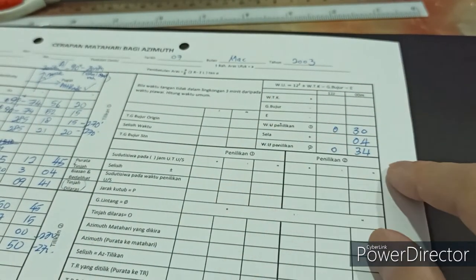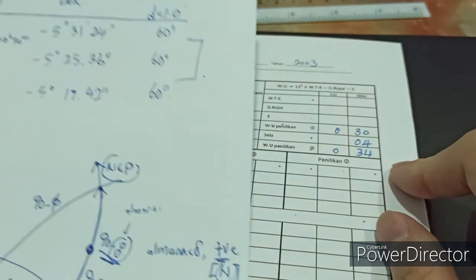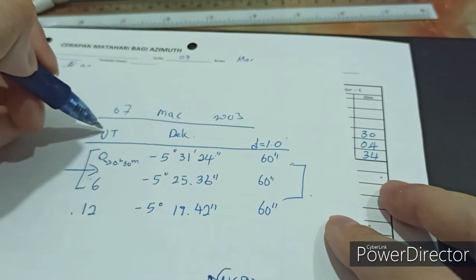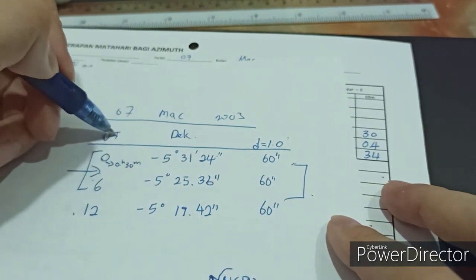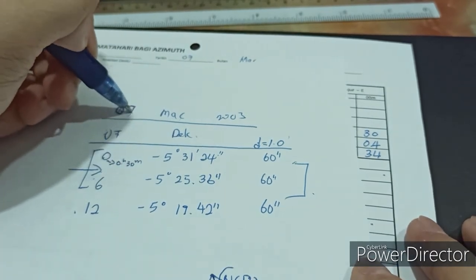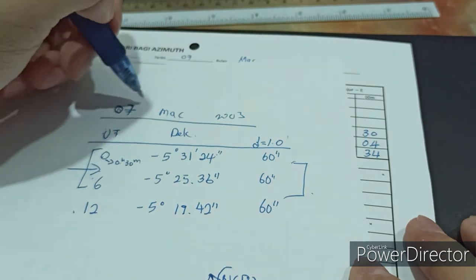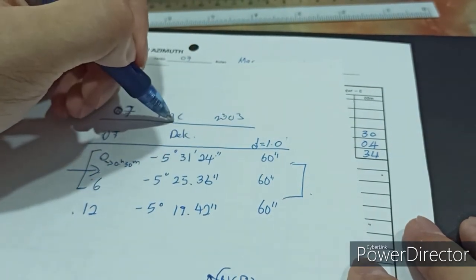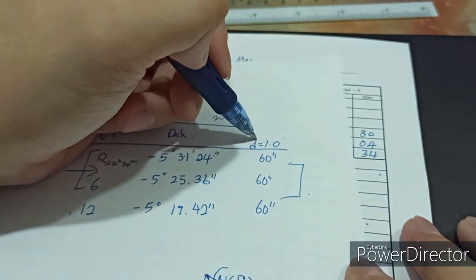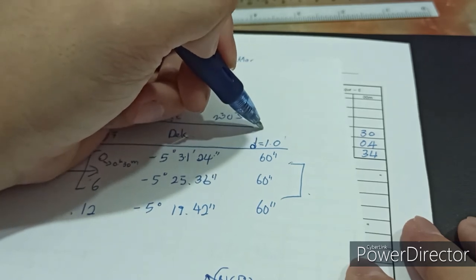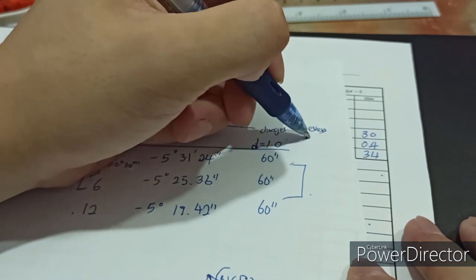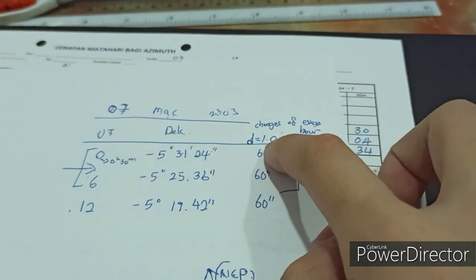Okay, from the almanac just now, I have copied down the almanac for you. This is UT, which means universal time. This is the declination of the sun on the date that I want, 07 March 2003. Declination value is negative 5°31.24. And this small letter d is the change of every hour, which is 1 minute.